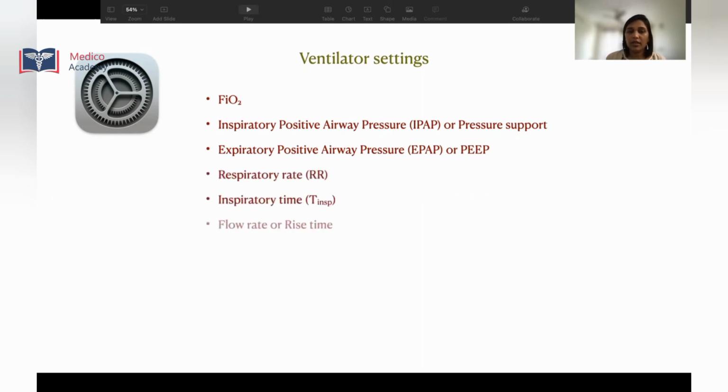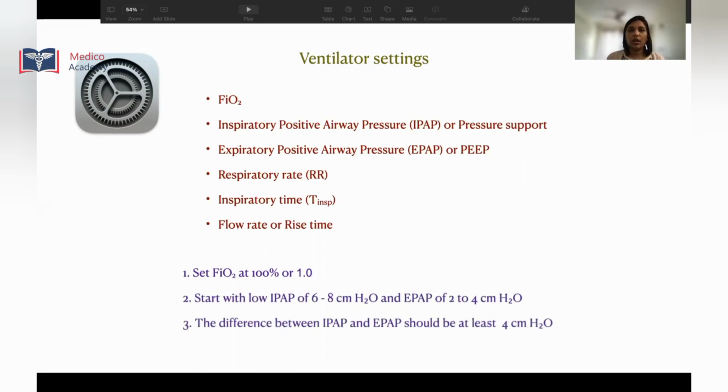Then you have respiratory rate, inspiratory time, and the flow rate or the rise time. It's nothing but the inspiratory flow. So when you start, set the FiO2 at 100%, and then later you can come down on the FiO2. Start with a low IPAP, or inspiratory positive airway pressure, of 6 to 8 centimeters and an EPAP of 2 to 4 centimeters of water.